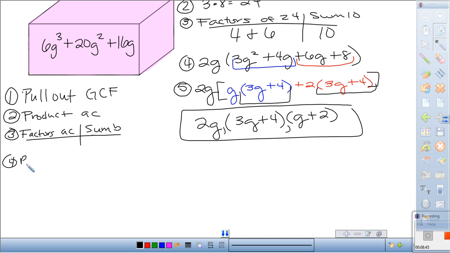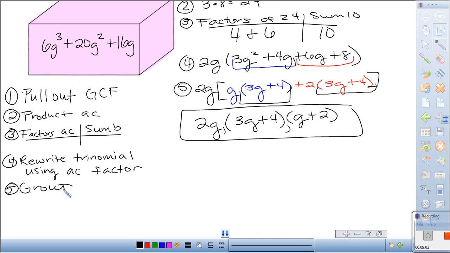Then you rewrite your trinomial using the factors of AC. And then finally, you group, and you find the GCFs of your group, and then you're good.